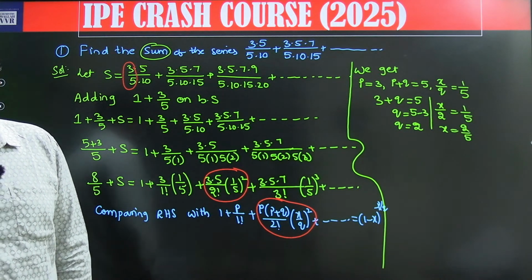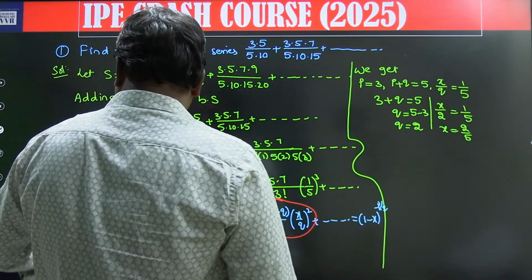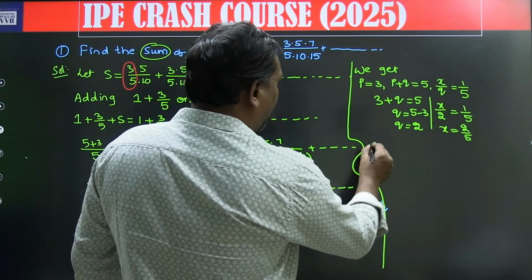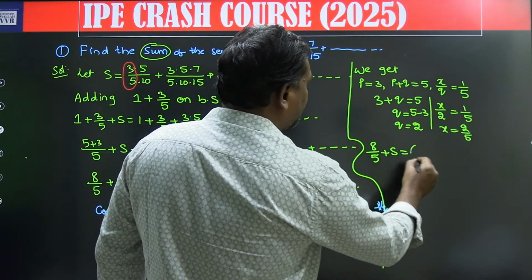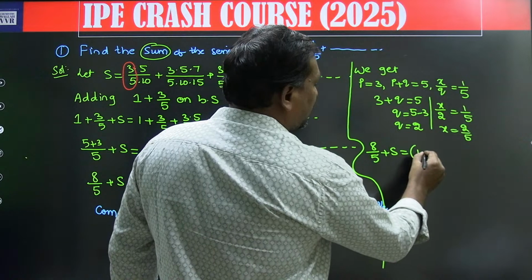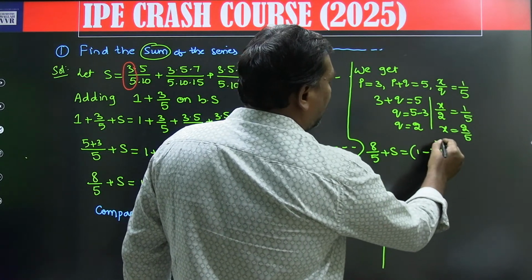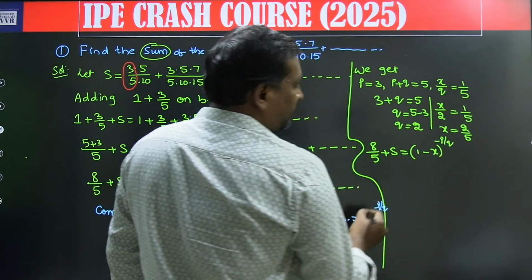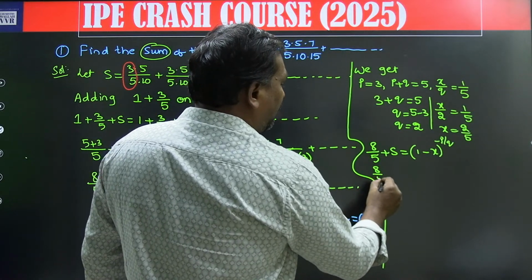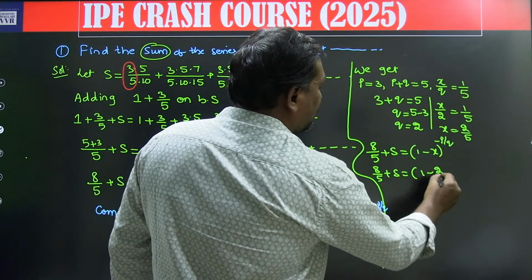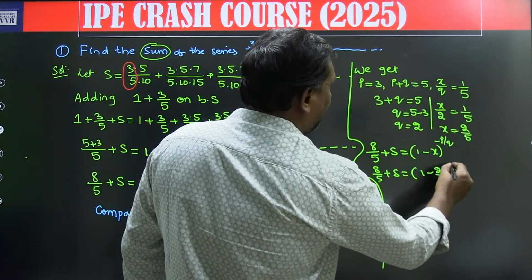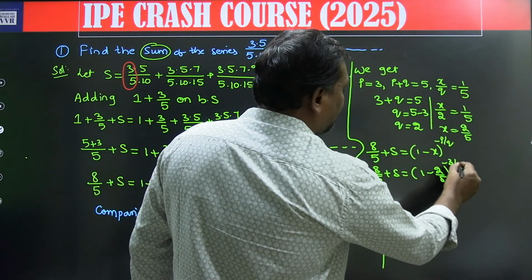So here it is. Now 8/5 + s = (1 - x) to the power of -p/q. So 8/5 + s = (1 - 2/5) to the power of -3/2.